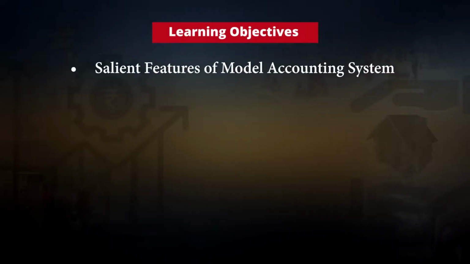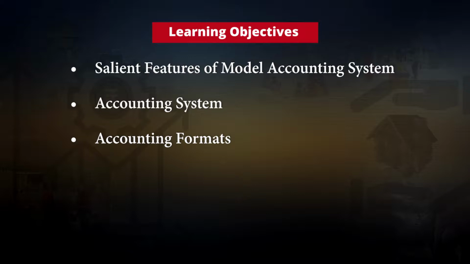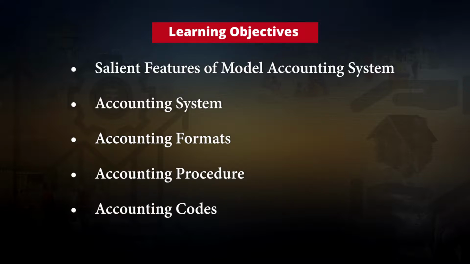Now, we move on to the learning objectives of this module. At the end of this module, you will learn about the salient features of the Model Accounting System, the accounting system, how transactional data is presented, the accounting formats in which the accounts are kept, the accounting procedure, how accounts are maintained, and the last one, the accounting codes, how transactions are codified.